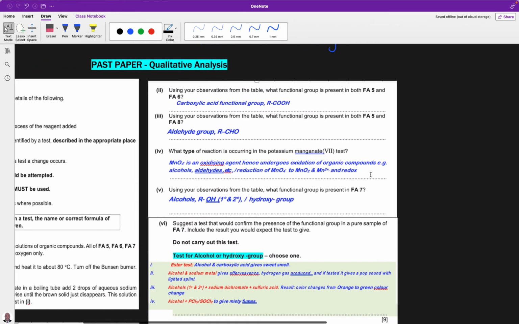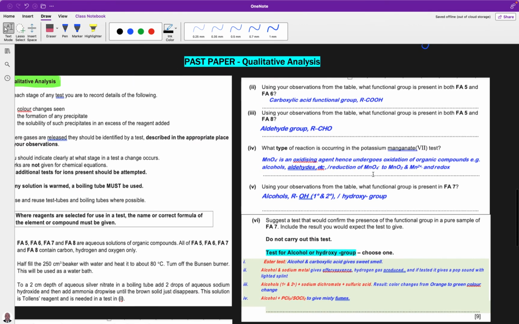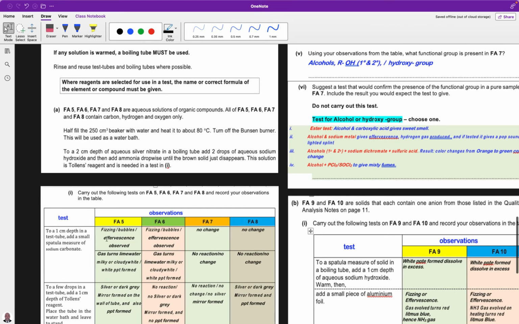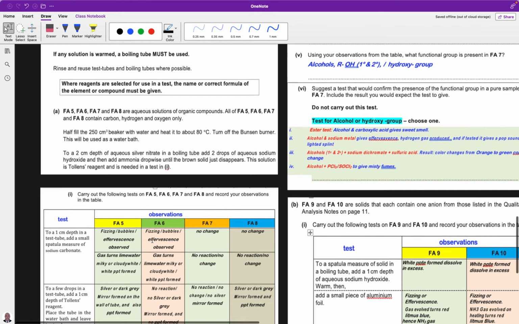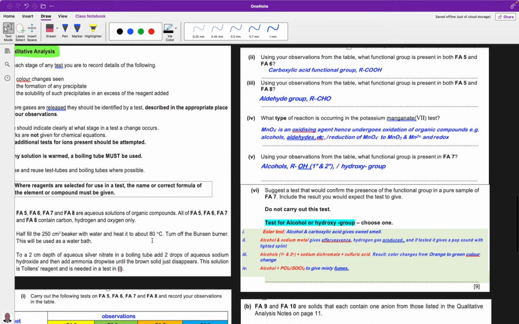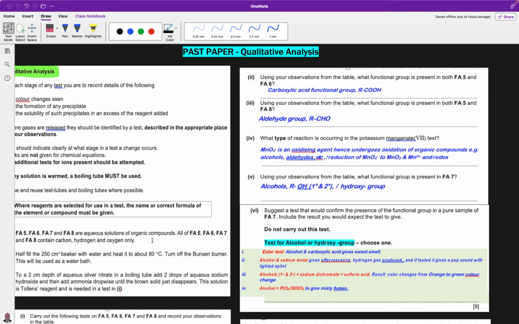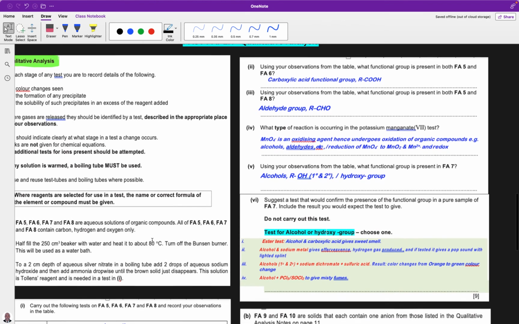Using your observation from the table, what functional group is present in FA5 and FA6? As we said, for FA5 and FA6, there was effervescence and carbon dioxide was present. Only compounds containing carboxylic acid will give carbon dioxide with carbonates. In that case, my conclusion was that there is a carboxylic acid functional group present in FA6 and FA5. This is what they have in common.